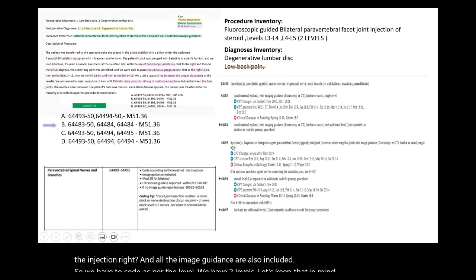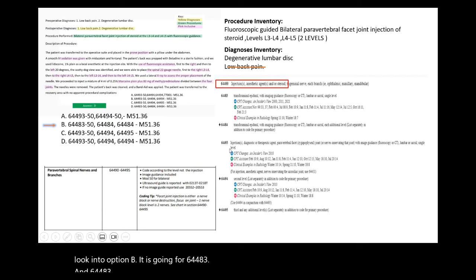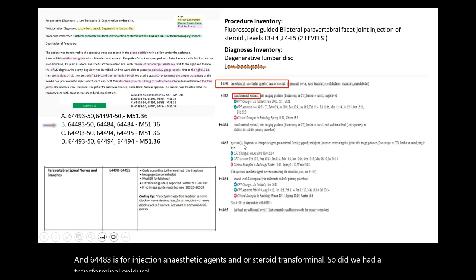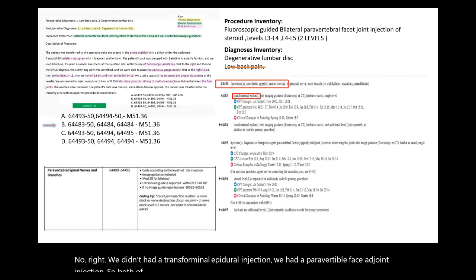Let's have a look into option B. It is coding for 64483. And 64483 is for injection, anesthetic agents and/or steroid, transforaminal. So did we have a transforaminal epidural injection? Let's cross-check with the procedure inventory. No, right? We didn't have a transforaminal epidural injection. We had a paravertebral facet joint injection. So both procedures are different. That means option B is going to be a wrong answer.